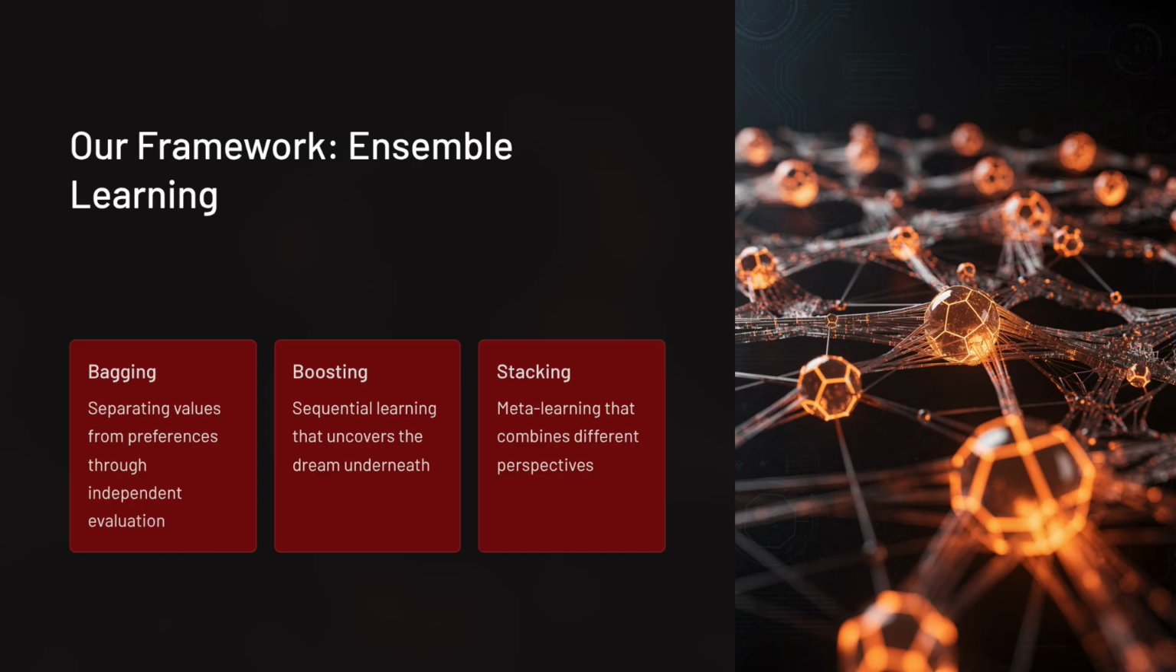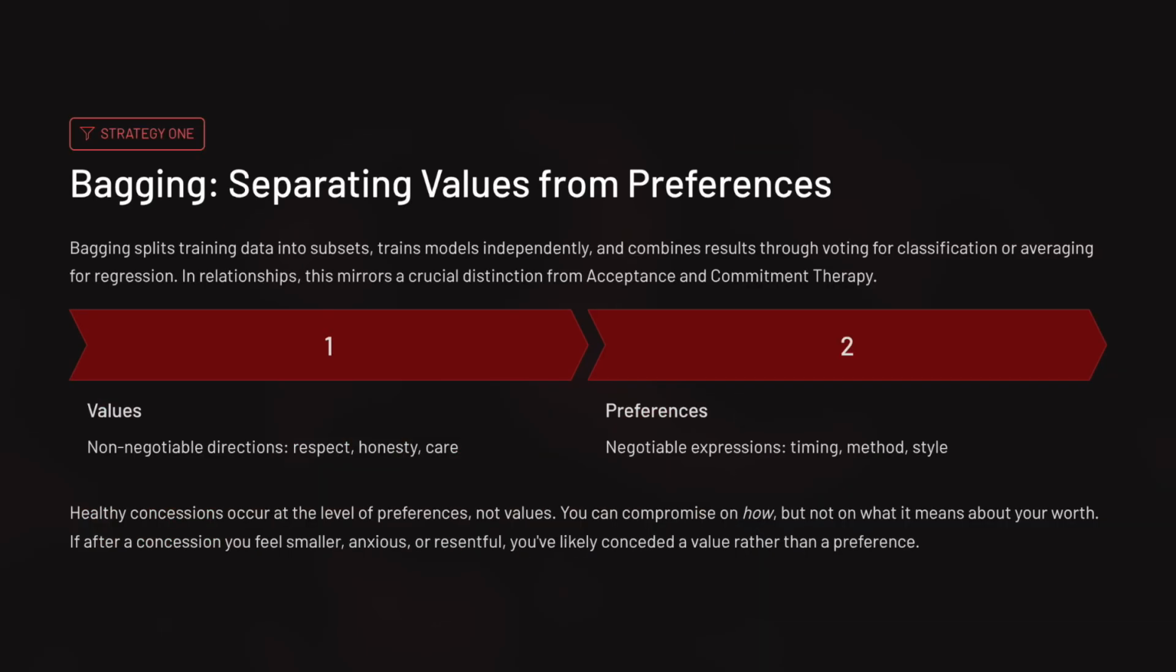As we've noted in our previous episodes, ensemble learning methods join the performance of multiple algorithms. Ensemble learning models can be included in the following families. Bagging, separating values from preferences. Bagging splits training data into subsets, trains models independently, and combines results through voting for classification or averaging for regression.